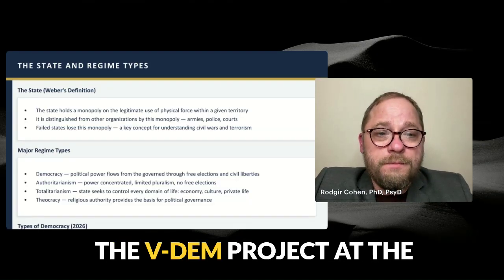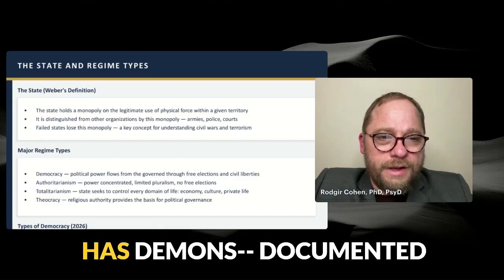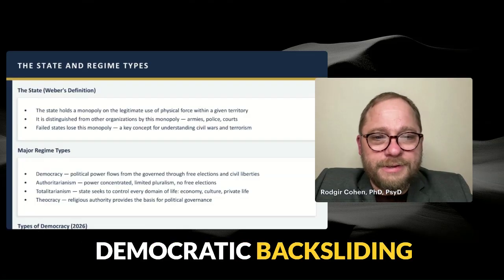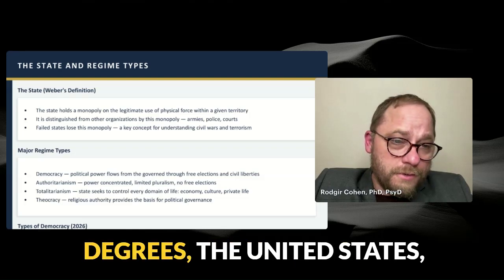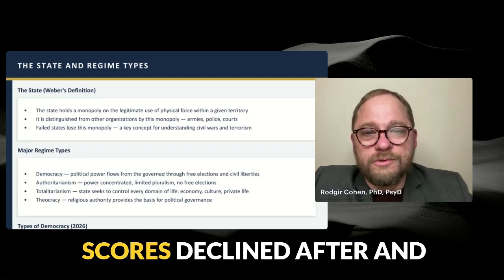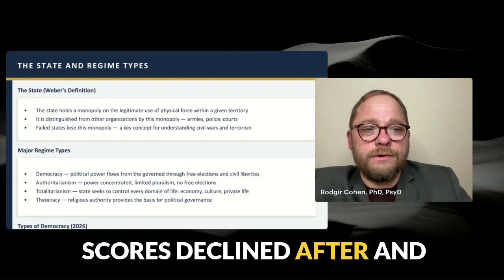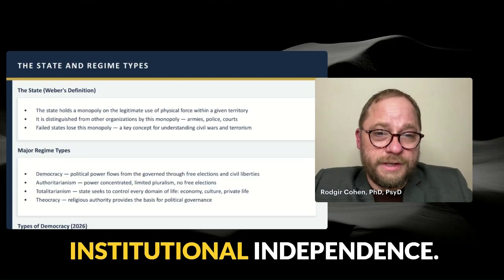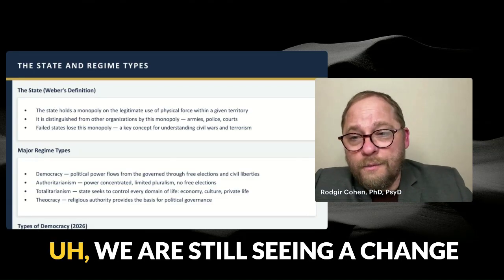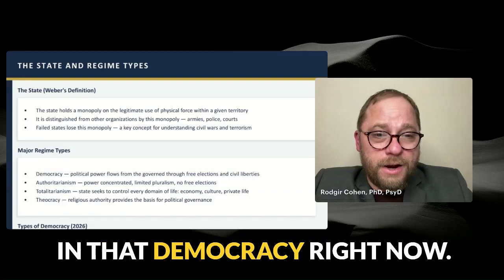The V-Dem project at the University of Gothenburg has documented democratic backsliding in 72 countries since 2015, including, to varying degrees, the United States, where Freedom House scores declined after and during Trump's first term based on threats to institutional independence. We are still seeing a change in that democracy right now.